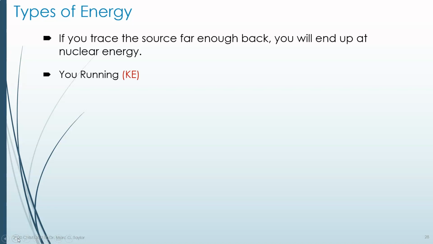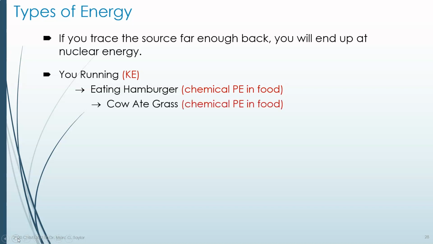So if you're running, for instance, you've got kinetic energy. You're moving along. Where did you get that energy? Well, you got it from eating the hamburger you had earlier that day. And that's chemical potential energy that was stored in your food. Well, where did the hamburger get it? Well, the hamburger used to be a cow, and the cow got it from eating grass, because the grass had in it potential energy that was stored in the chemicals in the grass. Well, where did the grass get it? Well, the grass got it by photosynthesizing, using the light from the sun to produce the sugars and other substances in the grass.